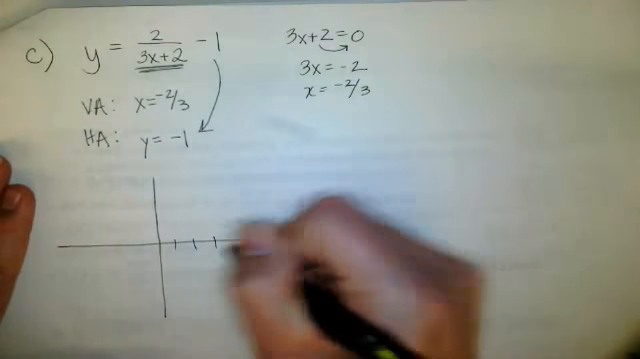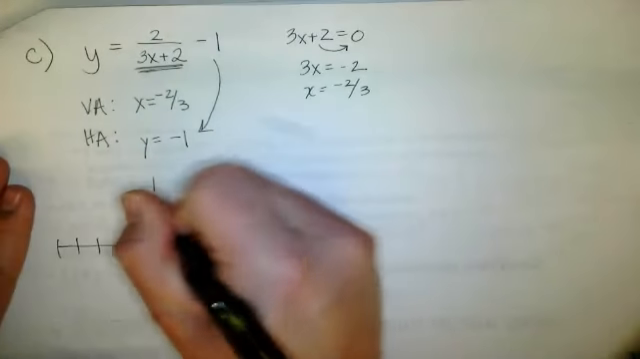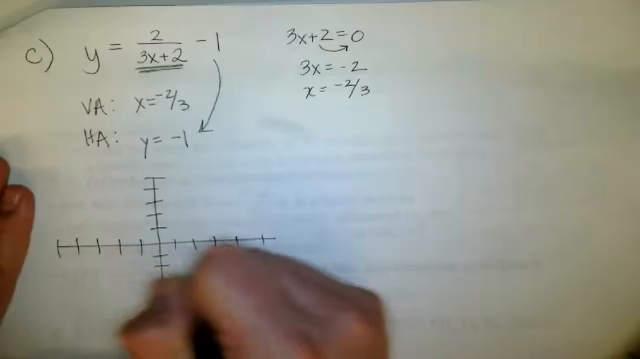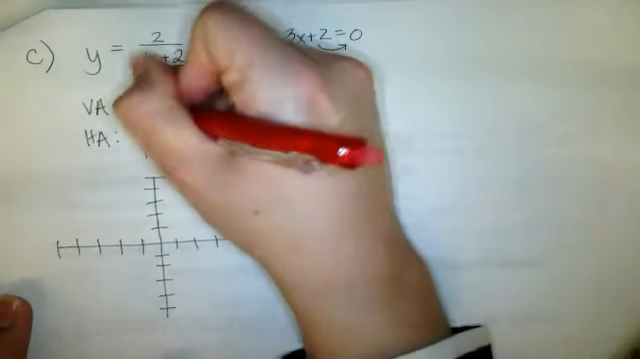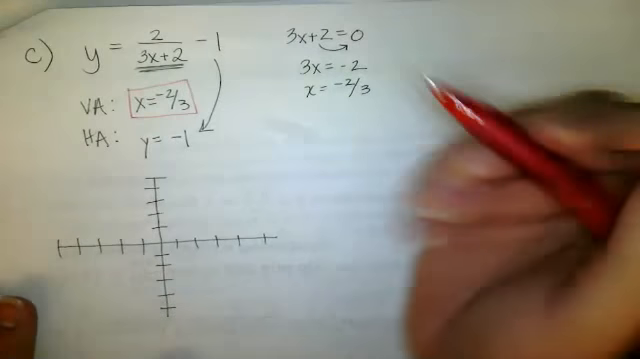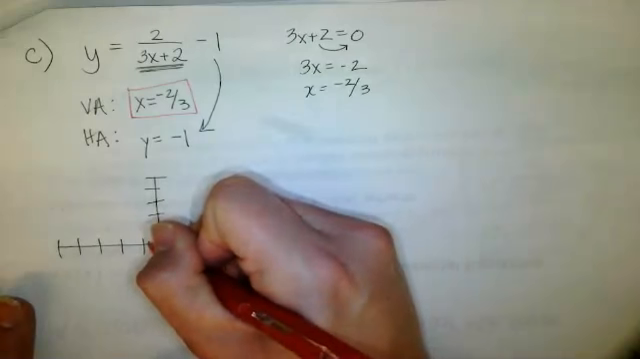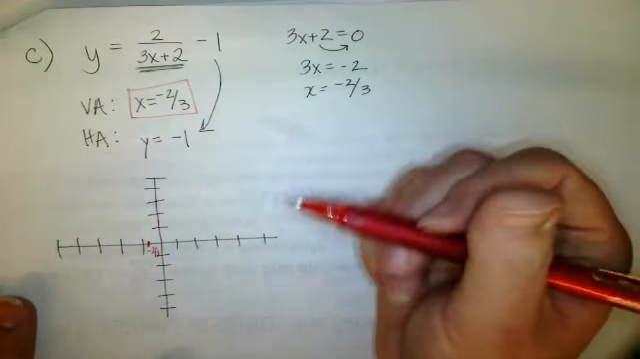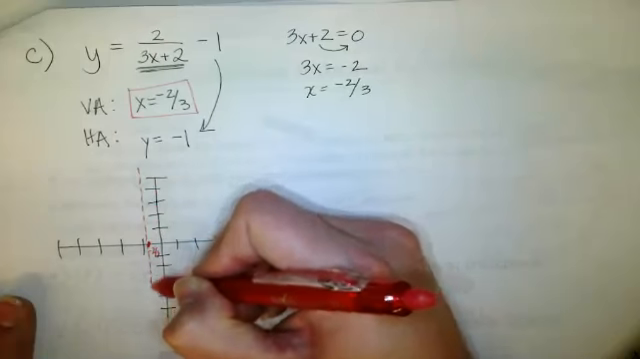Again, having that other color is going to be really helpful here. X equals negative 2/3. Negative 2/3 is, let's see, not quite negative 1. It's about right here. There is negative 2/3, negative 0.6666, if you will. And we can draw a little vertical line through there.